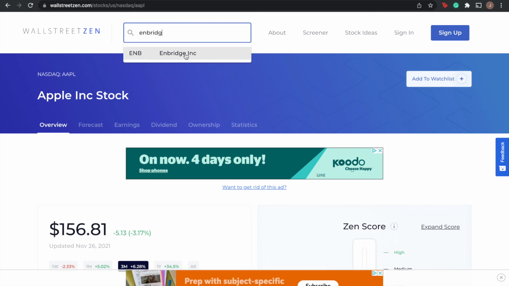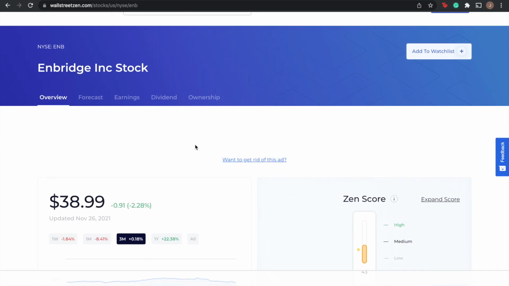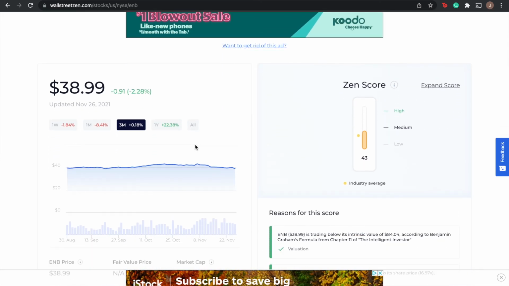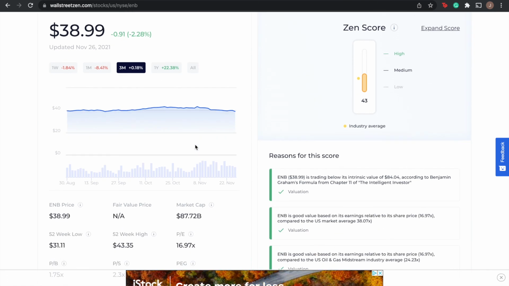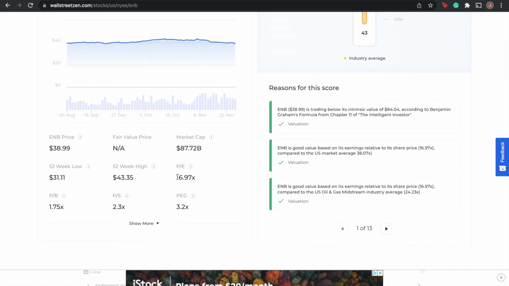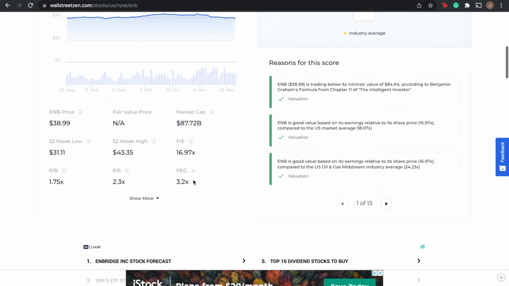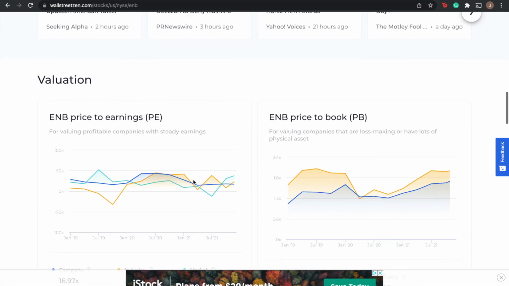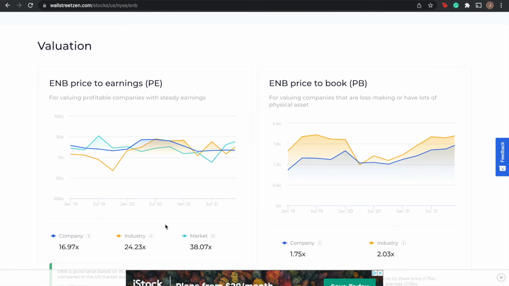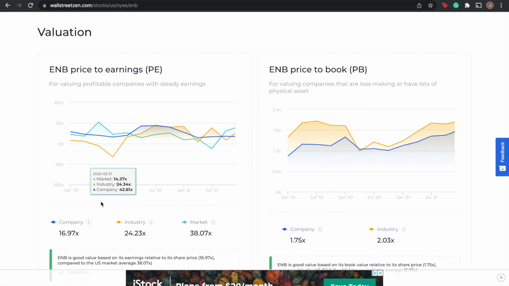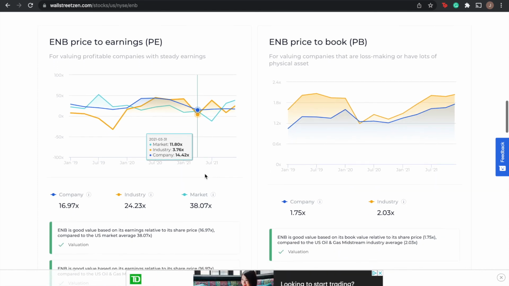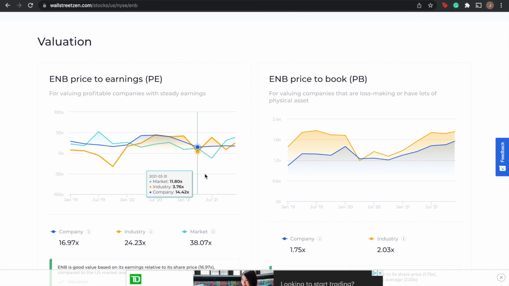One more just for fun. Let's look at a utility. So Enbridge, an oil and gas company, they supply mainly the infrastructure for oil and gas lines. Their PE ratio is 16.97, less than the other ones that we were looking at. And as you can see, the industry average is 24.23, which is also less than the automotive and tech industries we were looking at. You can see that this right now looks like to be a good value. But of course, a good value doesn't always mean that the stock's going to go up. It's just a metric that you can use to judge and make your own opinion.